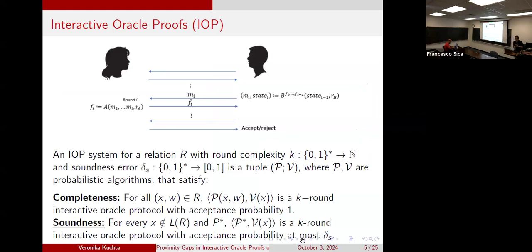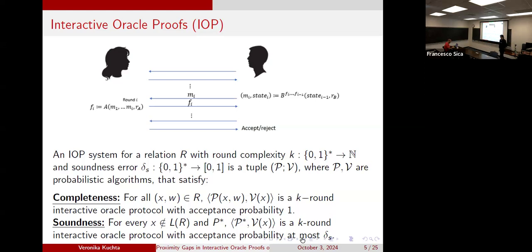Okay, now we are moving closer to the actual topic of this talk, but it's still not exactly the end result. The next proof system is the interactive oracle proof system. Later, I will be talking about interactive oracle proof systems of proximity. This is what we are indeed interested in.